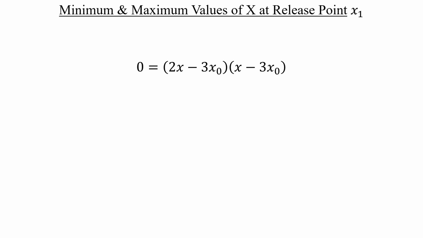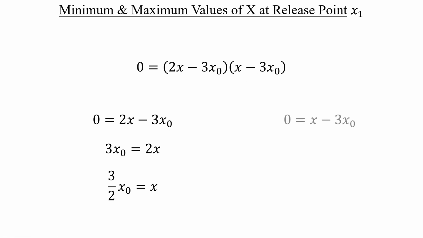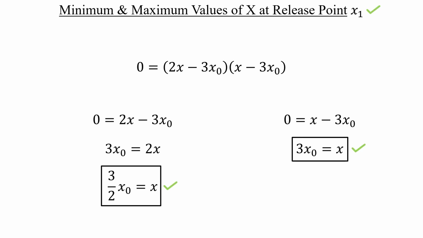If we set the first factored term to 0 and move the negative term over to the other side, then divide both sides by 2, we get the minimum x value of 1.5 times x naught. Setting this second factored chunk to 0 gives us our release point of 3 times x naught. So there is our minimum and maximum x values for the second release point. Part F is done, and we are finally finished.